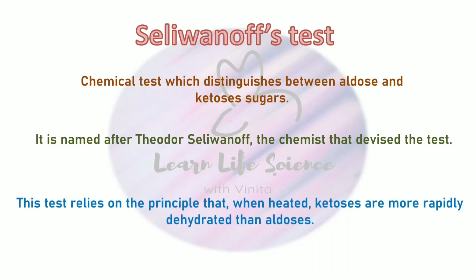This test relies on the principle that when heated, ketoses are more rapidly dehydrated than aldoses. The heating is generally performed in the presence of strong acid, which causes the dehydration of ketoses, and finally the dehydrated ketoses form a furfural-like structure which reacts with the reagent and forms a colored complex compound, which you can easily measure by spectrophotometer. You can simply measure the absorbance using a spectrophotometer.